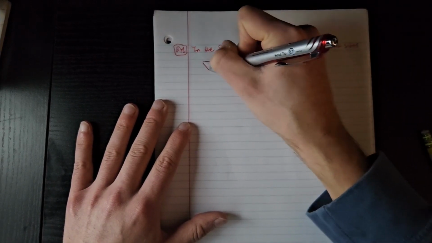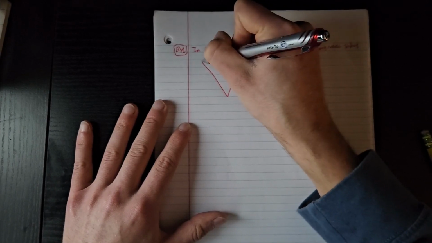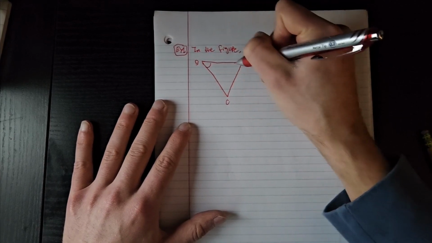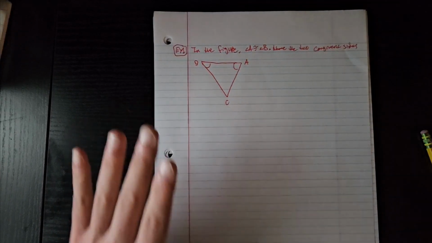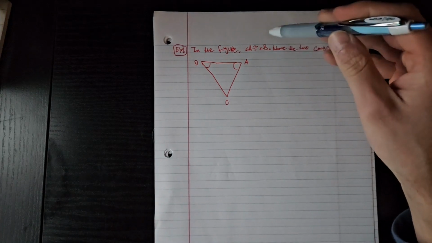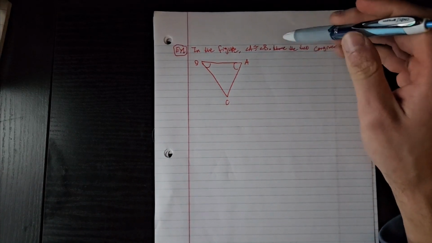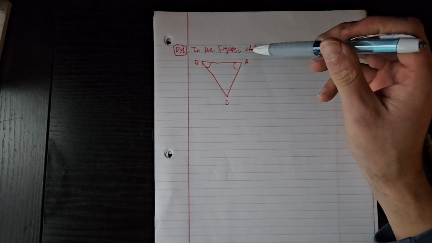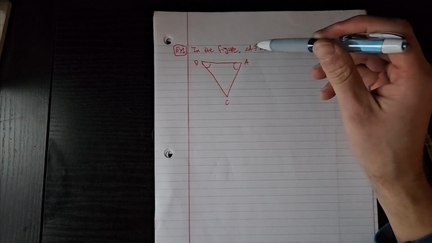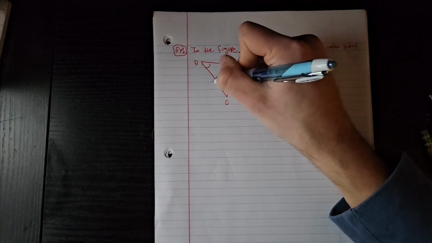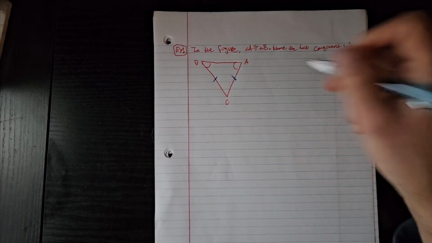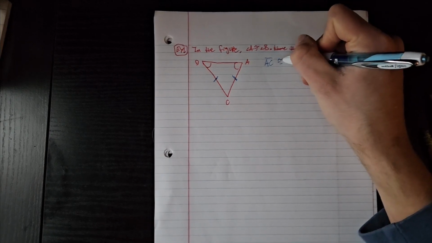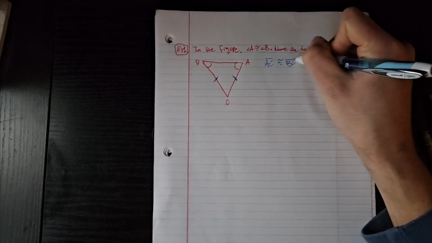So in our case, let's just say this is B, A, and C, and angle A and angle B are congruent. So by our theorem, the converse of 5.6, that means that these two sides would be congruent to each other, and that would mean AC is congruent to BC. All right.